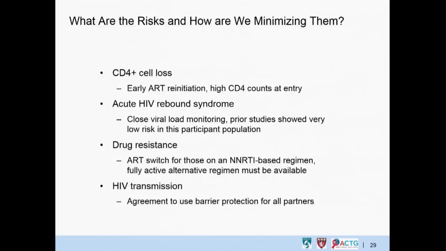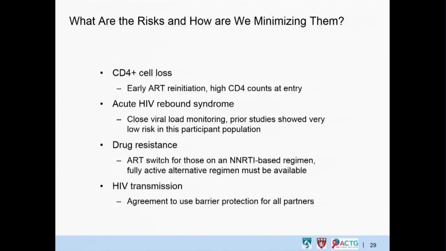What are the potential risks, and how are we minimizing the risk? Well, in terms of minimizing the risks of CD4 loss, we restart antiretroviral therapy right when we see the viral loads reach 1,000 copies. So we do early ART reinitiation so that we don't allow our participants to have long periods of viremia. For the acute HIV rebound syndrome, our individuals undergo very close monitoring, twice weekly viral load monitoring, and prior studies have shown very low risk in this participant population.